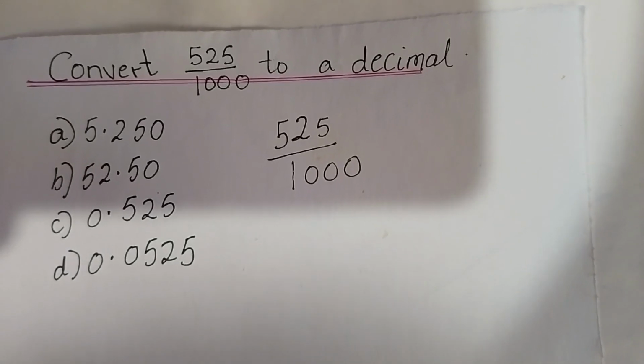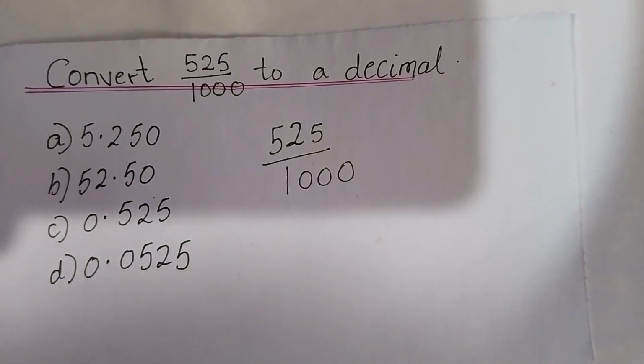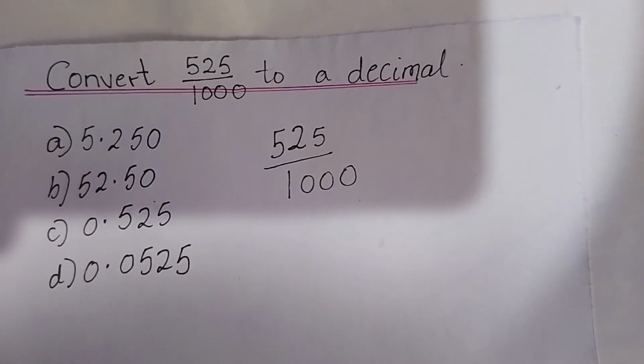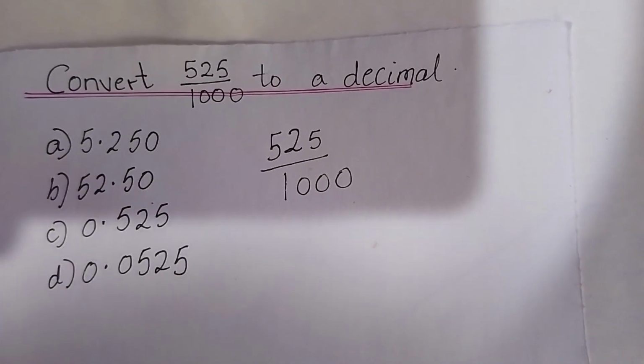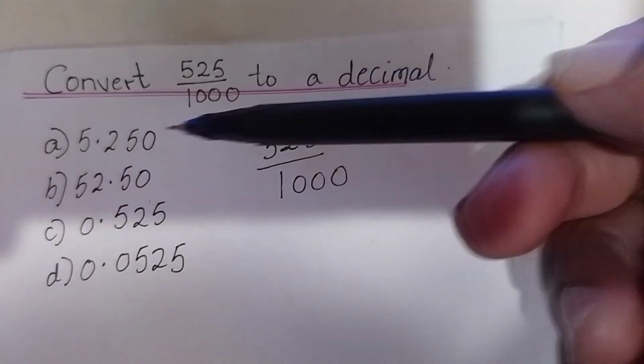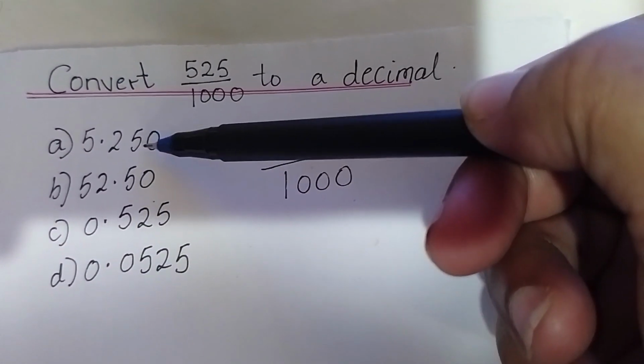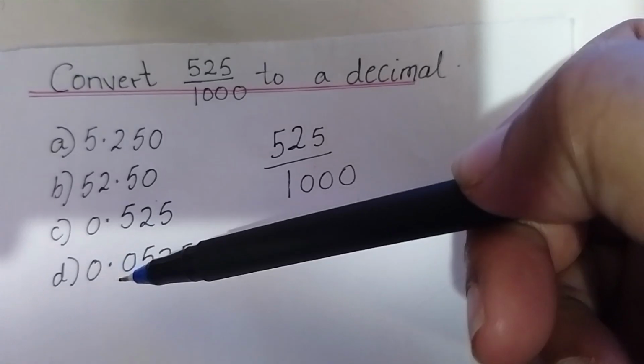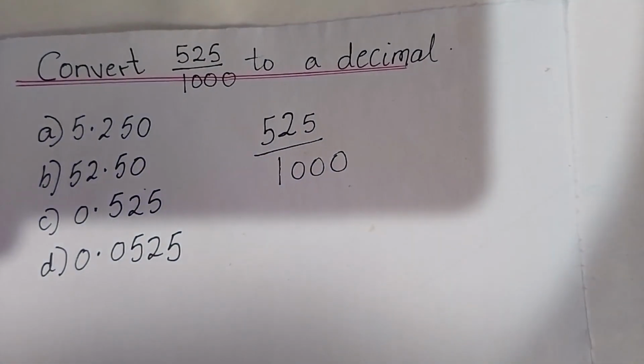Hi guys, today we have to convert 525 over 1000 to a decimal. We have choices here A, B, C, D. We'll see which one is correct.